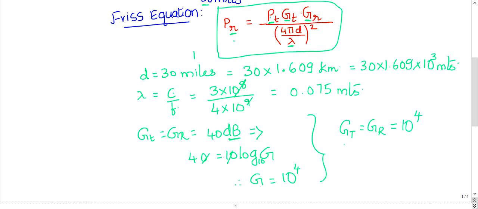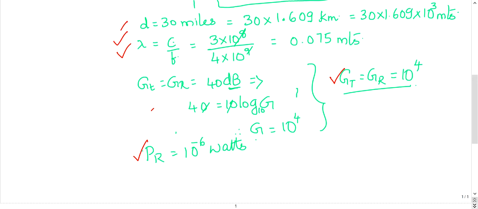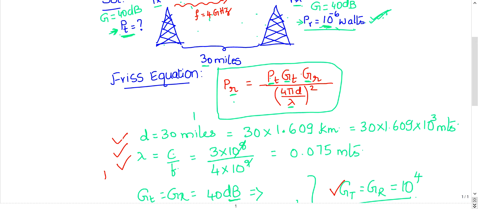See, this is purely checking your aptitude. Everybody knows the formula. Okay, now also it is given that PR is given as 10 power minus 6. So everything is ready. Now it's a cakewalk. Just make use of these and finally substitute in the formula, definitely you're going to get the answer.